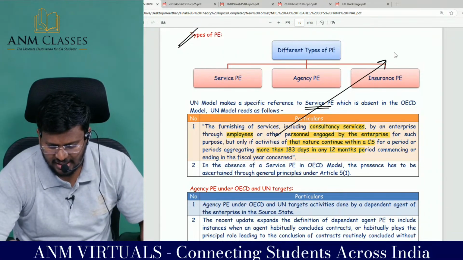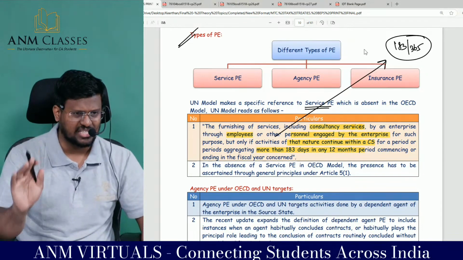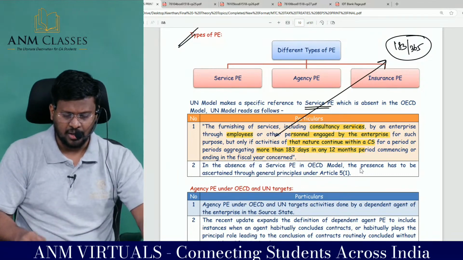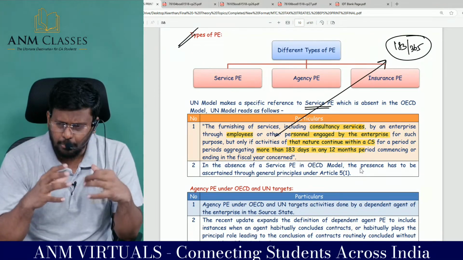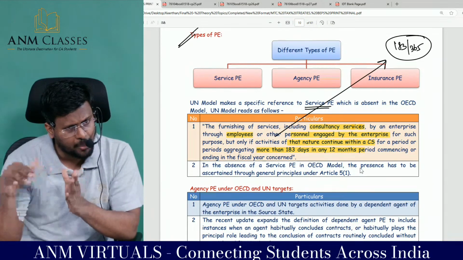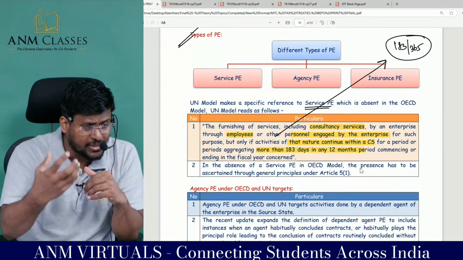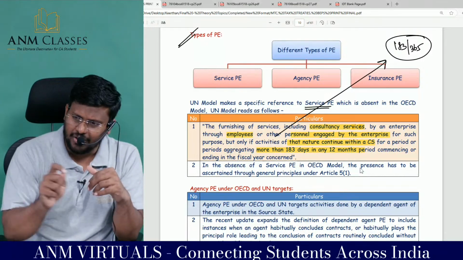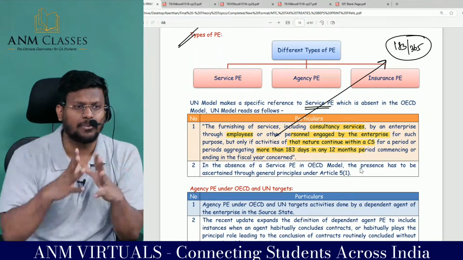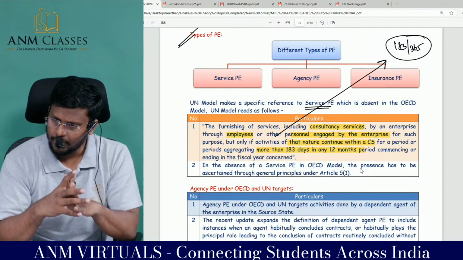So what the UN is saying is the 183 days divided by 365 or 366 as the case may be, in a 12 month period commencing or ending in the fiscal year. That means the UN model is saying that with regard to service PE, if the service provider is coming from outside India to India and providing that service for more than 183 days out of 365 days in a year, then we can say that that concern has a permanent establishment in India. Are you all really with me?